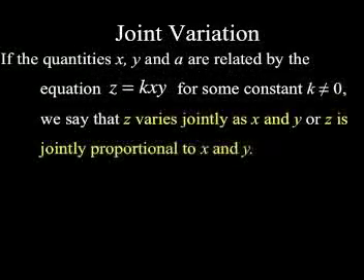The final type of variation that we want to discuss is joint variation. This is where we're dealing with more than just two variables. We could be dealing with many variables. It says if the quantities x, y, and, sorry, that should be x, y, and z are related by the equation z equals k times xy for some constant k, again not equal to 0, we say that z varies jointly as x and y, or that z is jointly proportional to x and y.